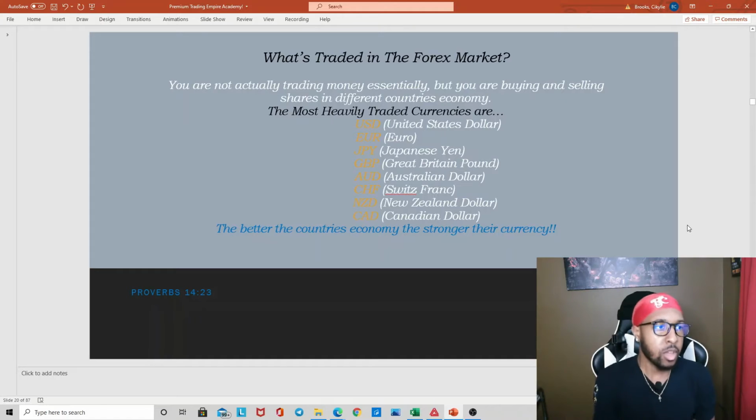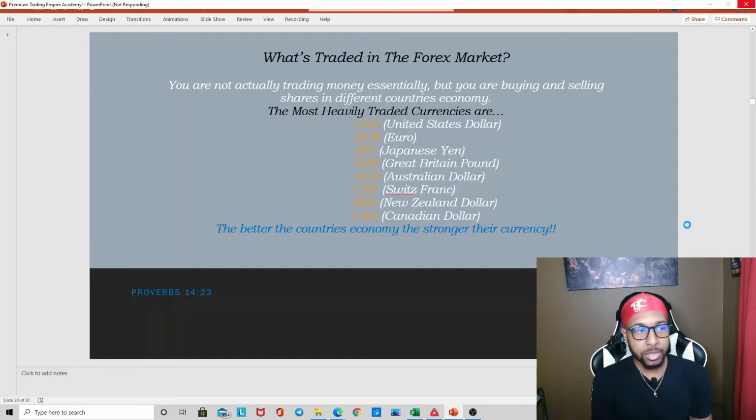So the most heavily traded currencies are the US dollar, the euro, Japanese yen, the Australian dollar, the Swiss franc, New Zealand dollar, and Canadian dollar. The better the economy is for that country, the stronger their currency. So that's why the US dollar is traded more than any other currency in the world. All right.